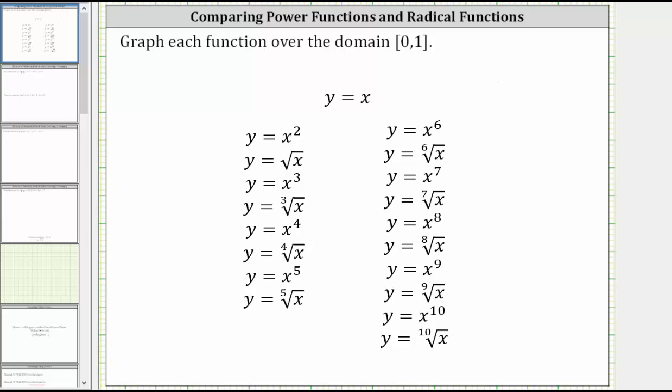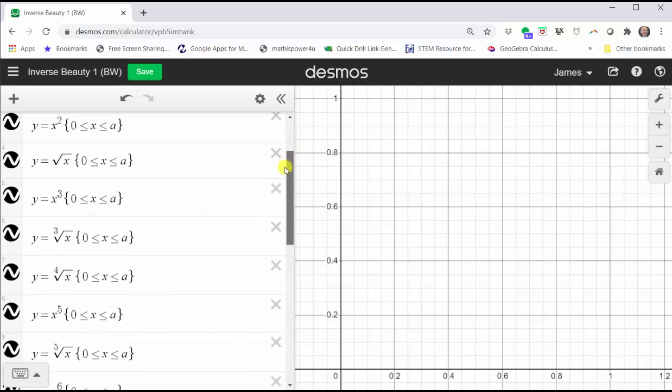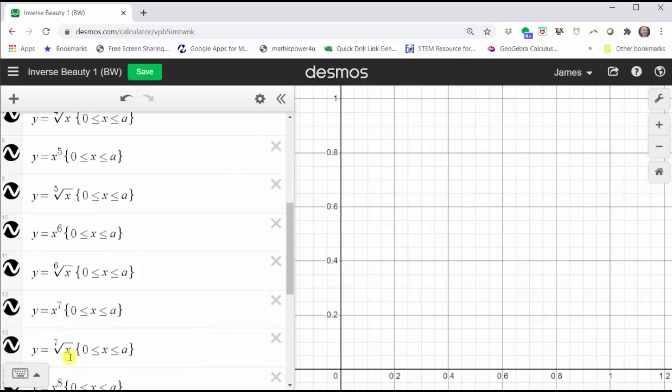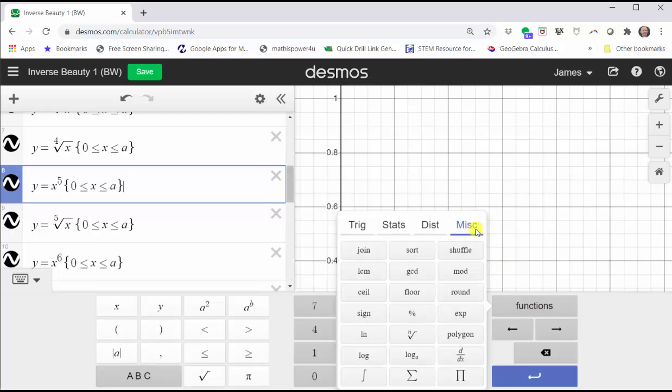Notice how we have a series of power functions and radical functions. Let's graph these functions using Desmos.com. To save time, I've already set this up. Notice how I've entered all of the functions. If you're curious for the square root, click on the Show Keypad button, and the square root button is here in the lower left-hand corner. For all of the other radicals, click Functions, click Miscellaneous, and use the nth root key, which is here in the middle. Let's go ahead and close the Desmos keypad.